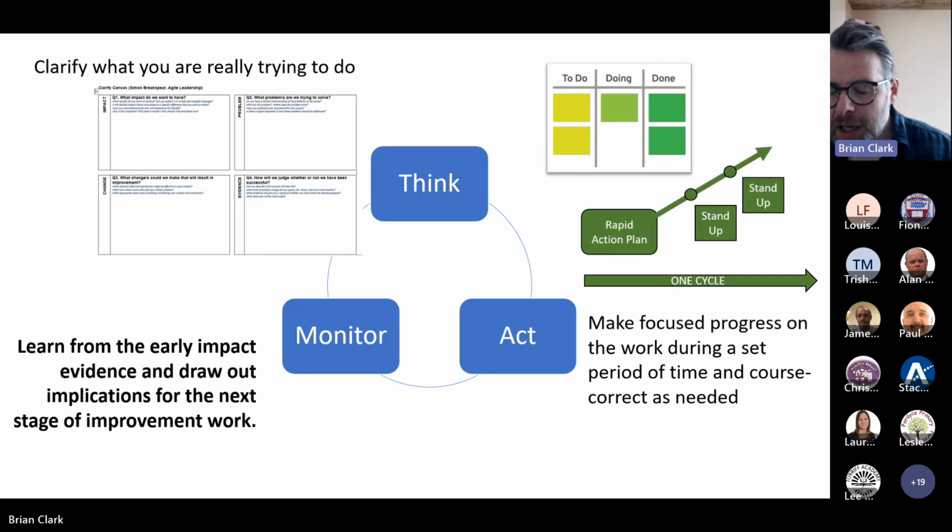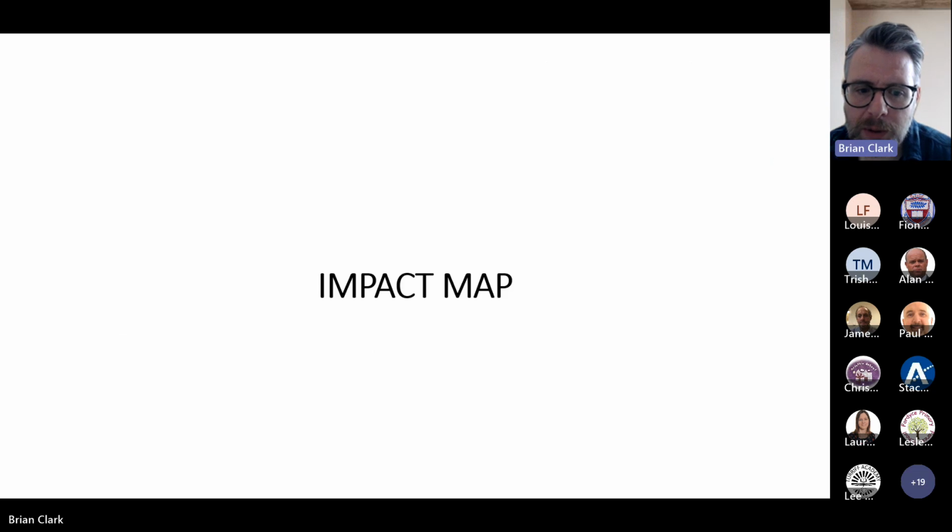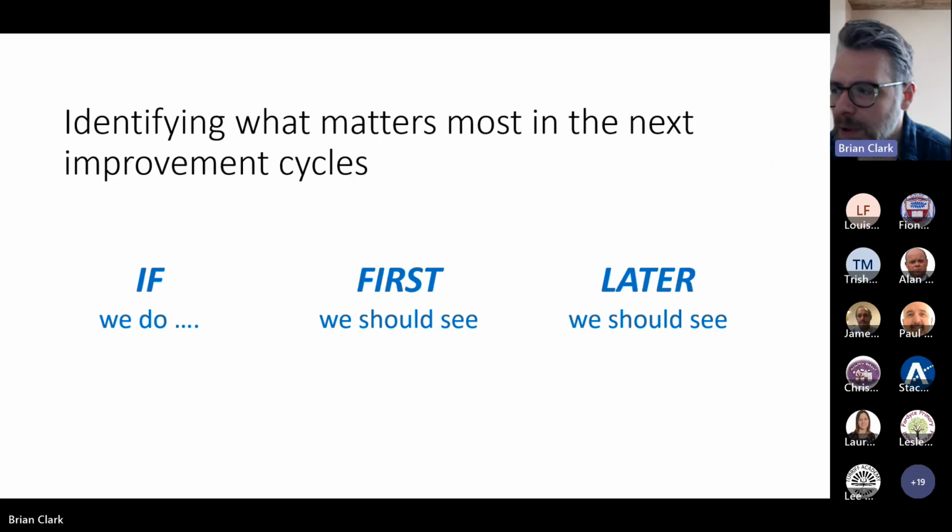So again, as part of that think, act, monitor process, we've got the thinking with the Clarify Canvas activity about what we're trying to do. We've got the acting on the individual tasks through that process of rapid action planning and having regular stand-ups. So the monitoring bit is about, well, how do we know what impact we're making? So again, I'm going to jump more to the activity part, which I think is the most useful. So I'm going to talk about this impact map.